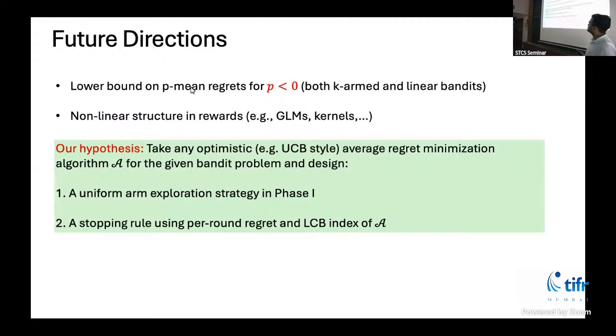There are several future directions. What is the lower bound on p-means regret? Can we extend it to nonlinear structure in rewards and other bandit problems? And I close with the following thought.